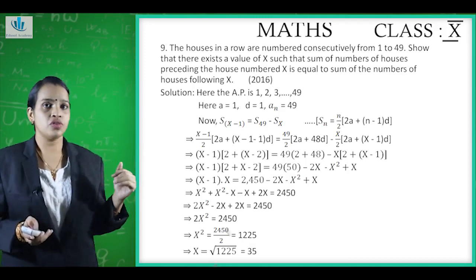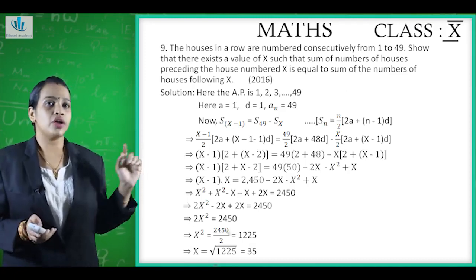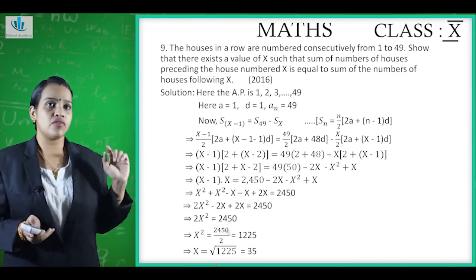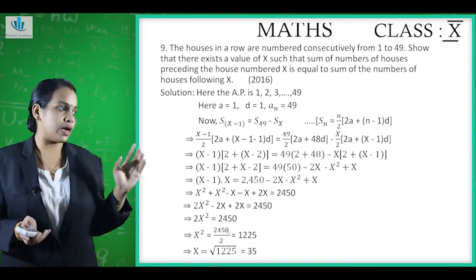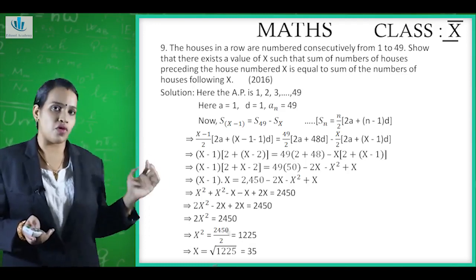The difference, 2 minus 1, is equal to 1. So, d is equal to 1. You know how many houses are there? From 1 to 49 it is numbered. So, that means 49 houses are there. So, a_n is equal to 49.